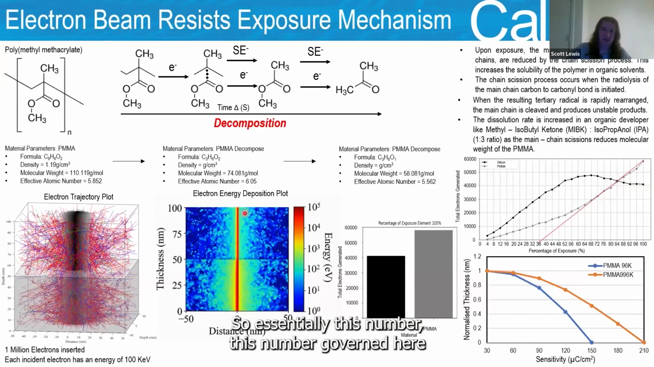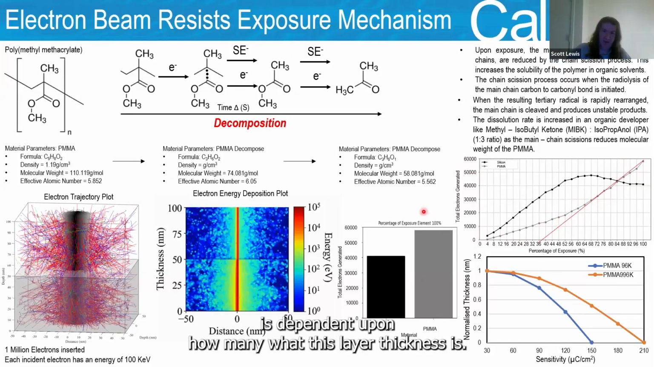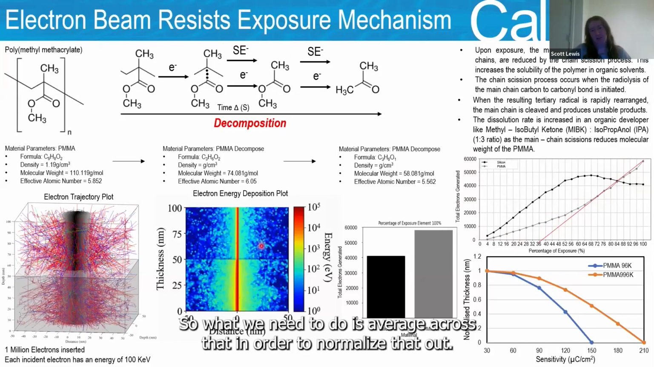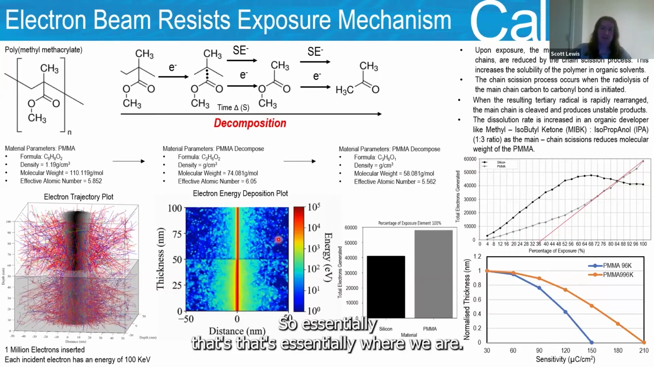So essentially this number governed here is dependent upon what this layer thickness is. So what we need to do is average across that in order to normalize that out. So essentially that's where we are.